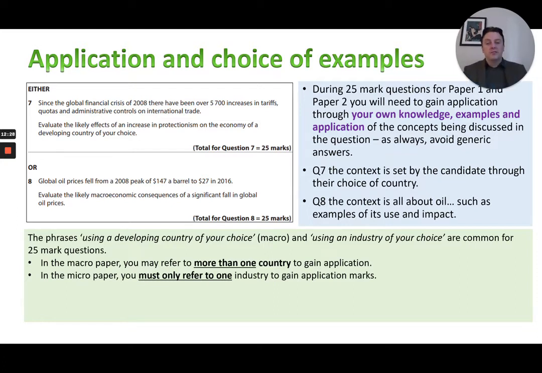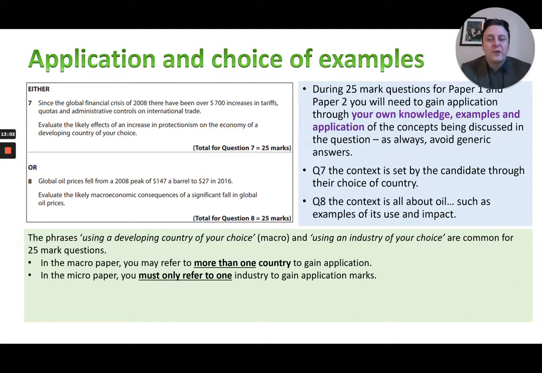So there are the phrases using a developing country of your choice or using a developed country of your choice. Of course, keep an eye on the wording of the question. Many students wrote about a developed country of their choice for the macro question when that came up. So don't do that. Make sure you focus on a developing country, not a developed country. That would lose you marks. And using an industry of your choice, they're very common 25 marker questions.